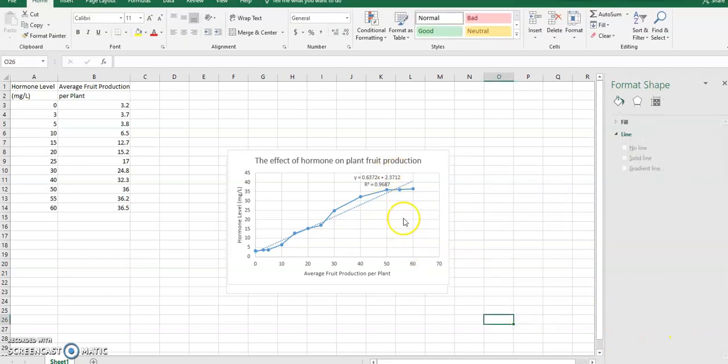So that's pretty much simple graphing tips for you guys.